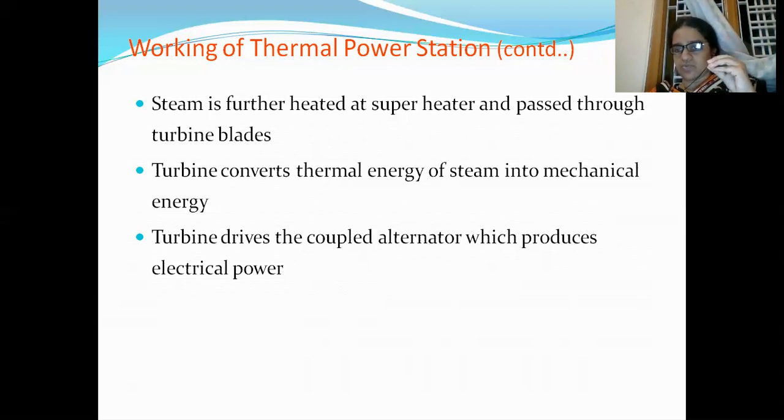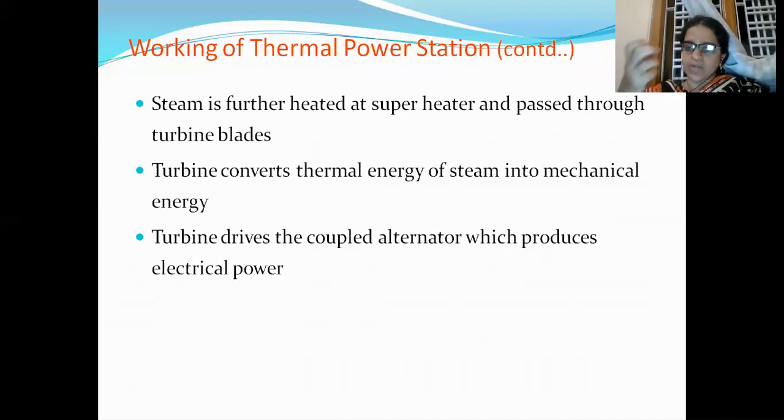The superheater gets the heat from the flue gases. The flue gases are allowed to pass through the superheater, so that the superheater extracts some heat from the flue gases and transfers it to the steam passing through it. After the superheater, the steam is passed through the blades of the turbine. The turbine converts the thermal energy of steam into mechanical energy.